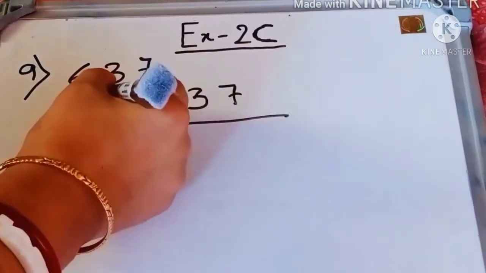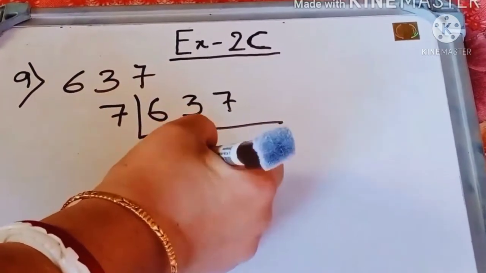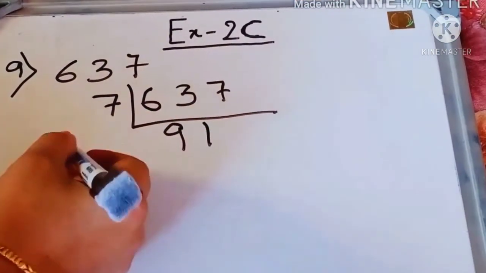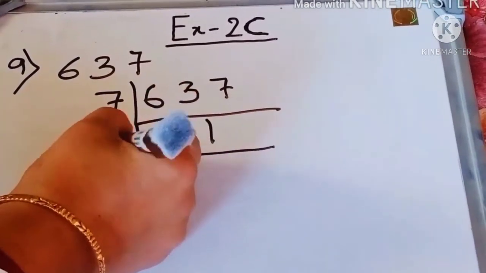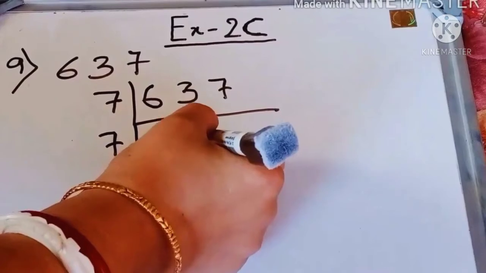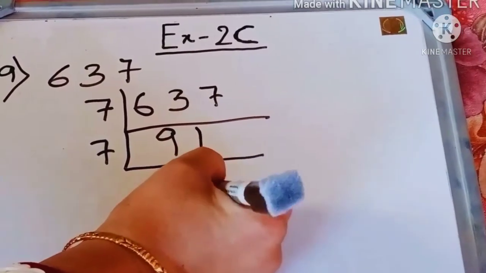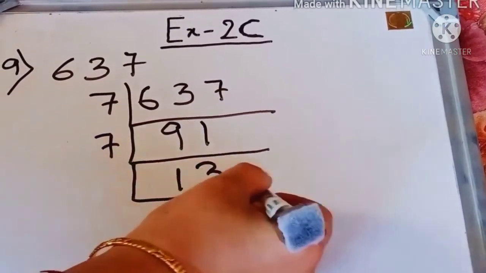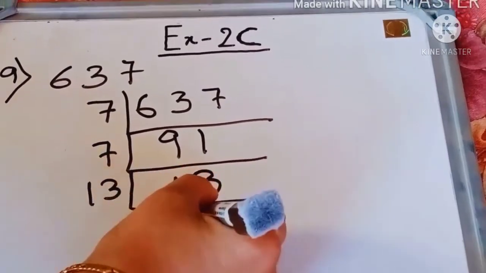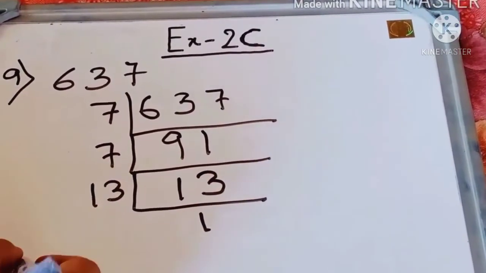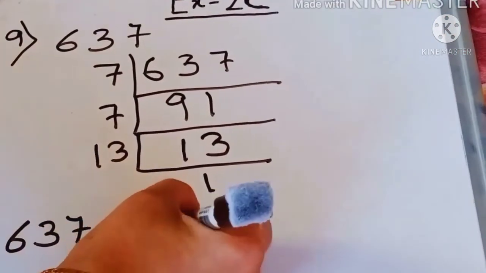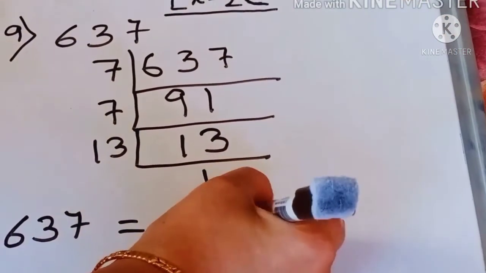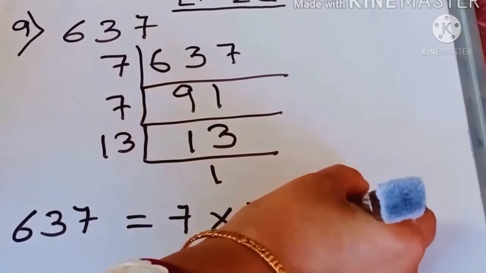637, we will be using 7. 7 9s are 63, 7 1s are 7. Again 91, we know that 91 is divisible by 7. 7 1s are 7, remainder 2, 2 1, 7 3s are 21. We know that 13 is a prime number. So the prime factorization of 637 is 7 into 7 into 13.